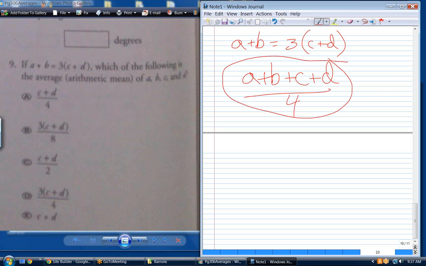Now, the next thing we should do is look at the answers, because they're going to be very telling. All the answers have C and D in them. They don't have A and B anymore. So what should we do here? Solve for C and D in terms of A and B, although that's already done. Yeah.